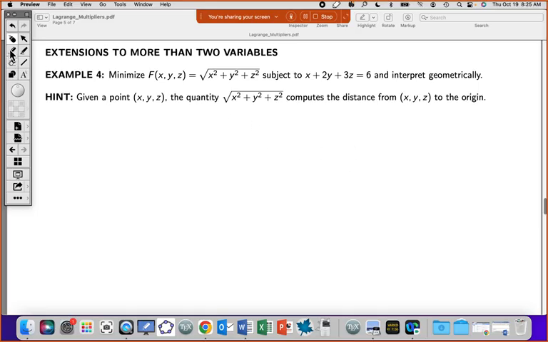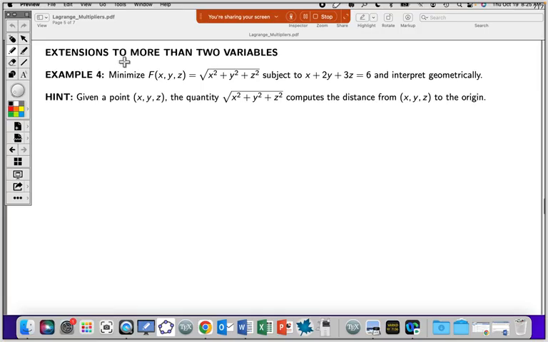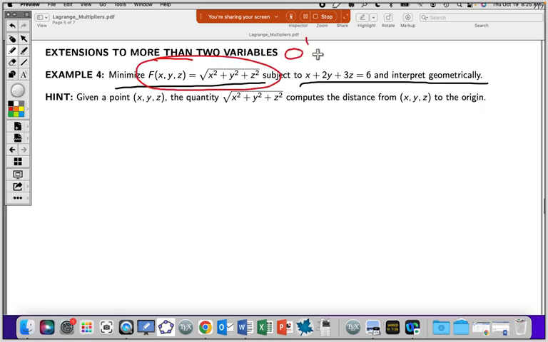So what's nice about that is we can revisit some problems here that we've actually seen before. So let's just look at what this is asking us to do here. We're minimizing this function subject to this constraint, and we're asked to interpret geometrically. Okay, so the function we're asked to maximize or minimize is our objective function, and so this represents our constraint.